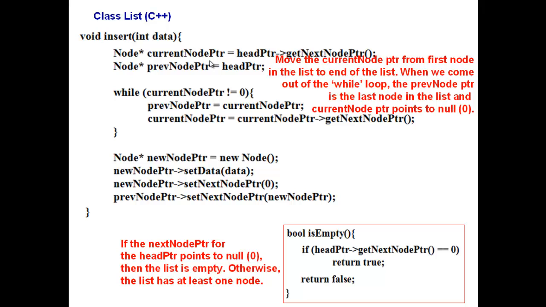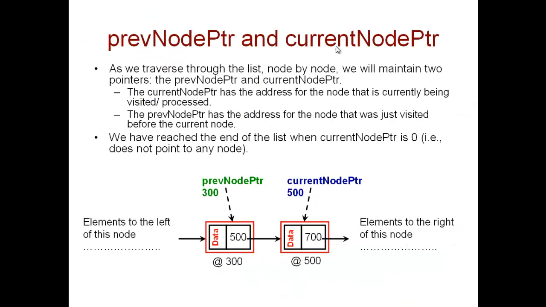So the current node pointer stores the address of the node that we are currently looking at, or currently want to access, and the previous node pointer stores the address of the node previous to the current node. Okay. So at any time, this is how the two pointers will be.